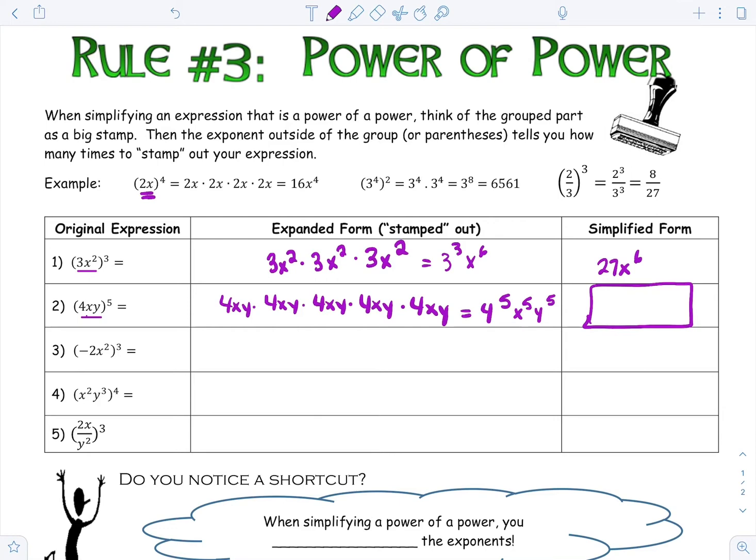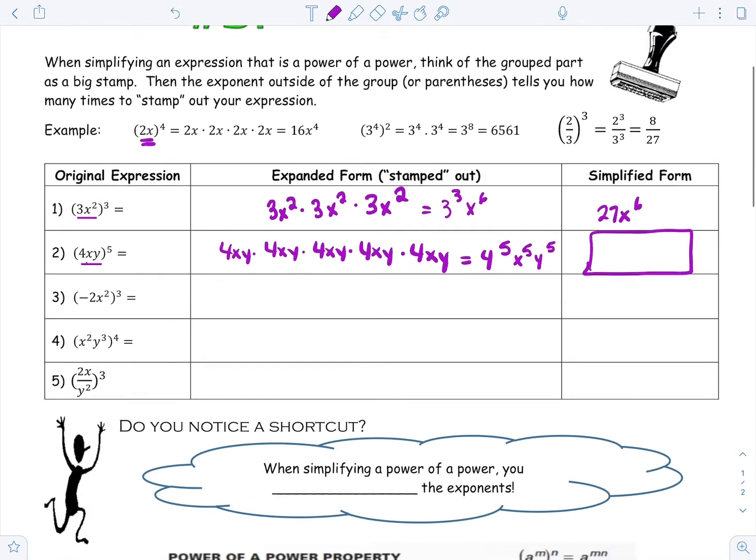All right. The next one, number 3, says (negative 2x squared) raised to the 3rd power. All right, so number 3, 4, and 5, I think you know what to do. So try those, and we'll go over them.